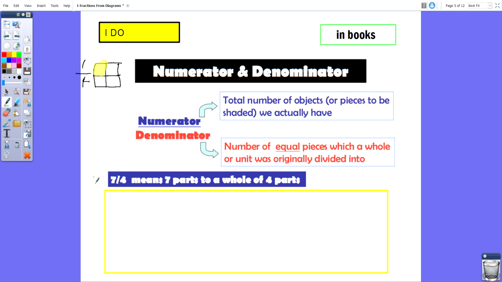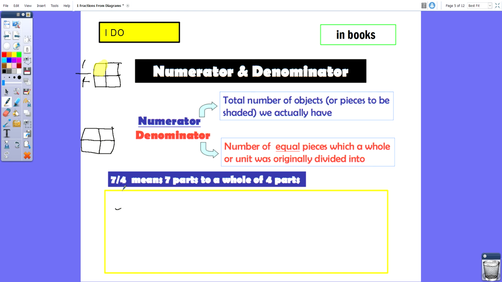So for example, if we're talking about 7/4, we mean 7 parts to a whole of 4 parts. Now what that means is that if we had a shape, so for example another square, the bottom number is still 4, so we've still got it split into 4 equal parts, pretend they're equal. The 7 parts at the top, the numerator 7, means 7 of those are shaded in.